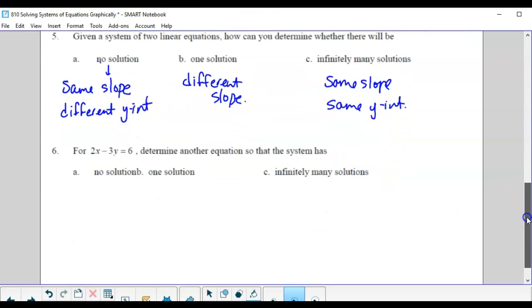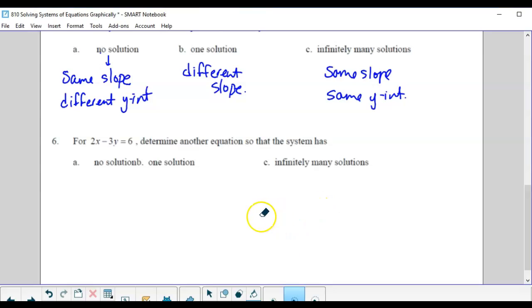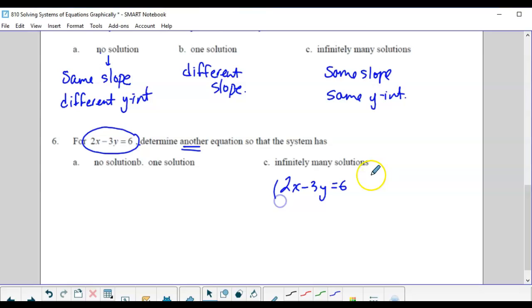Okay, so the next one: for 2x minus 3y equals 6, determine another equation so that the system has no solutions, one solution, or infinitely many. If there are infinitely many, then you could just copy out the same equation. But it does say another equation, so what you could do is multiply it by 2, for example. So 4x minus 6y equals 12. That's another equation that when you solve it with the original, you get infinitely many because they are exactly the same equation.